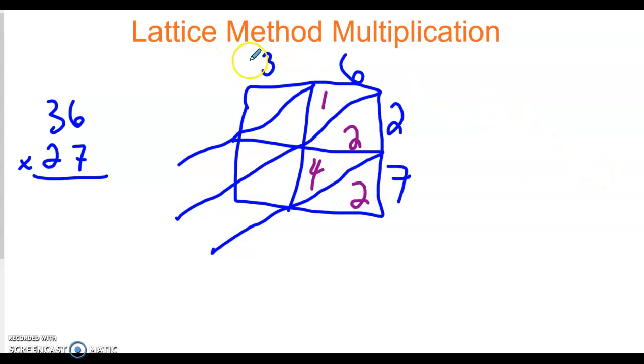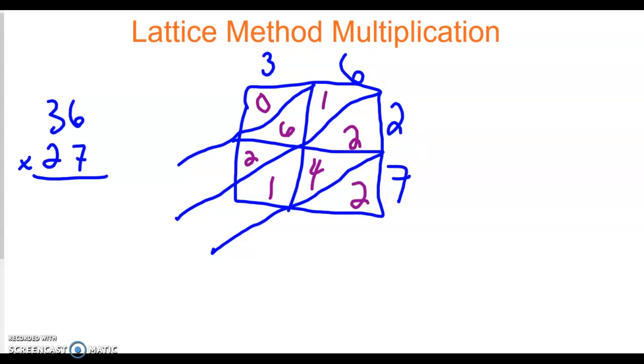Okay, then I move over to my 3. 3 times 2 is 6. I know there are 0 10s in 6 and 6 1s. And then I do 3 times 7. It's 21. I know that's 2 10s and 1 1.